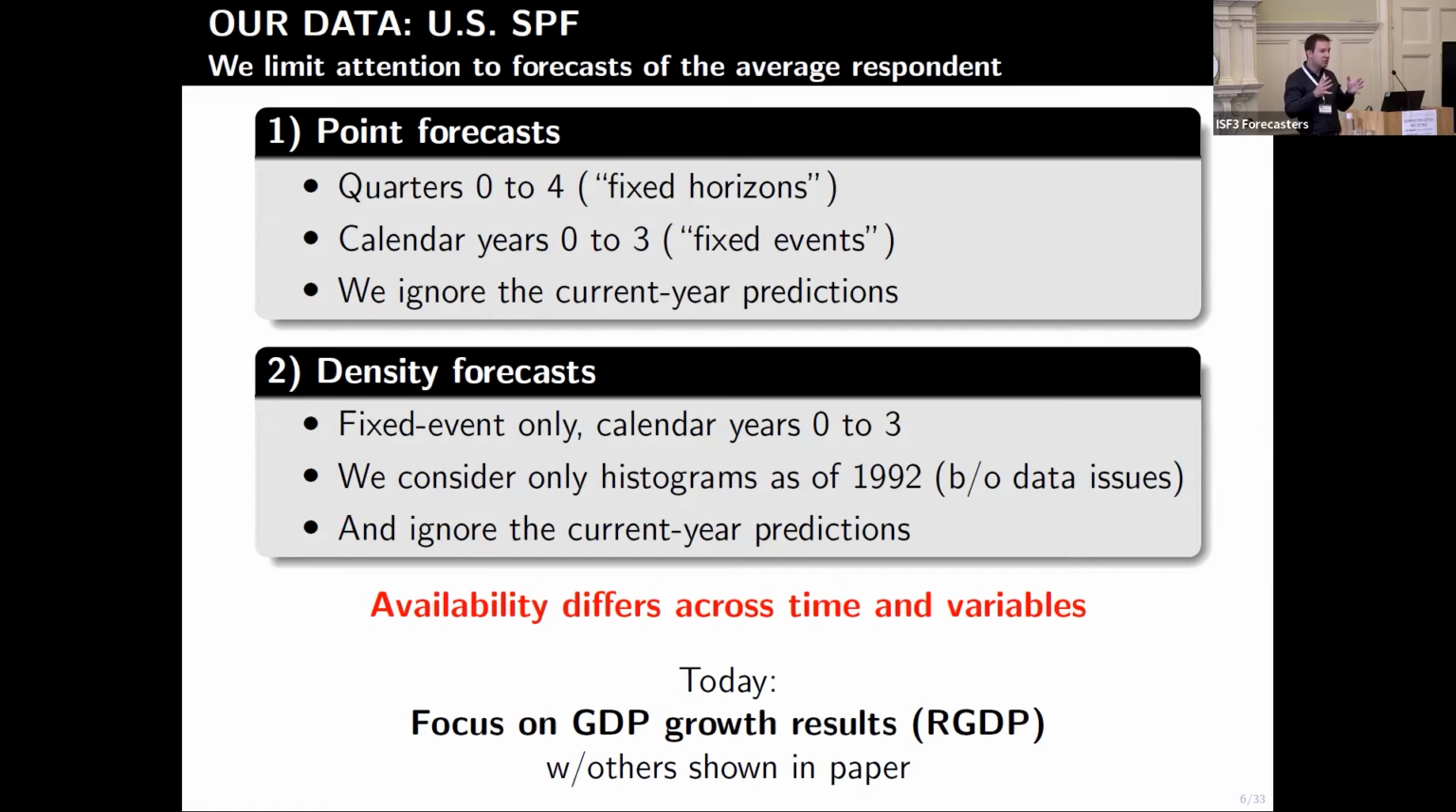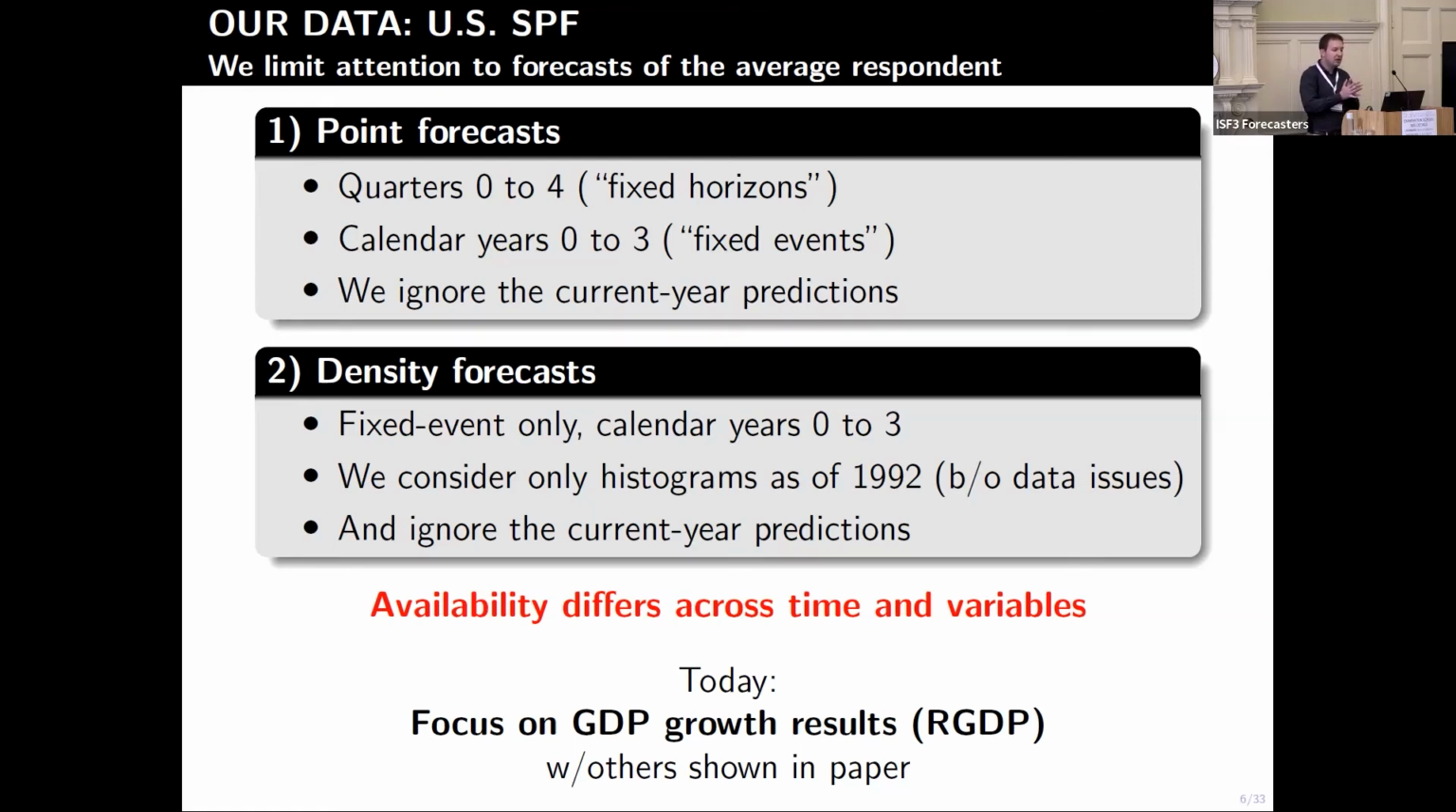So we are not dealing with the dispersion or the disagreement between forecasters. We take the average respondent as the SPF forecaster, and then we observe point forecasts, as I told you, between quarters 0 to 4. So between the nowcast horizon up to 4 quarters out. These are the fixed horizon point forecasts. We also observe point forecasts for calendar years, from the current calendar year to 3 years out. These are the so-called fixed event point forecasts.